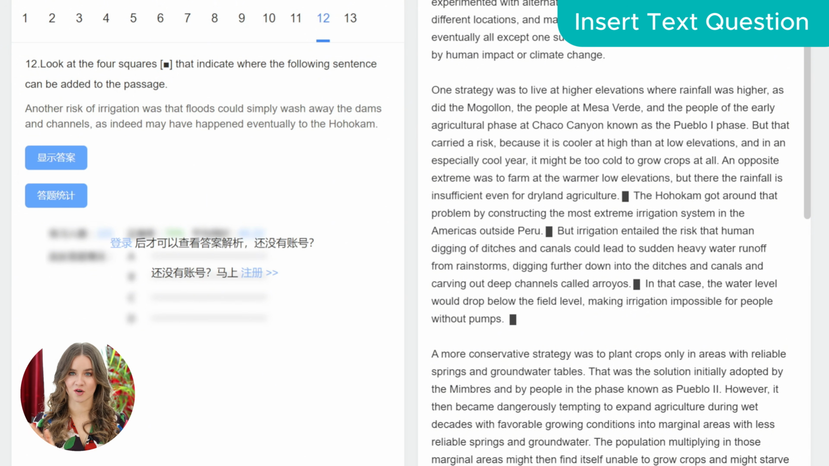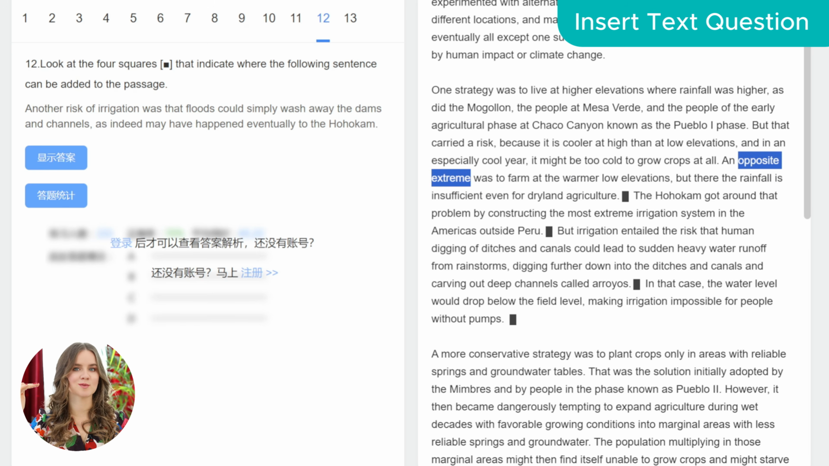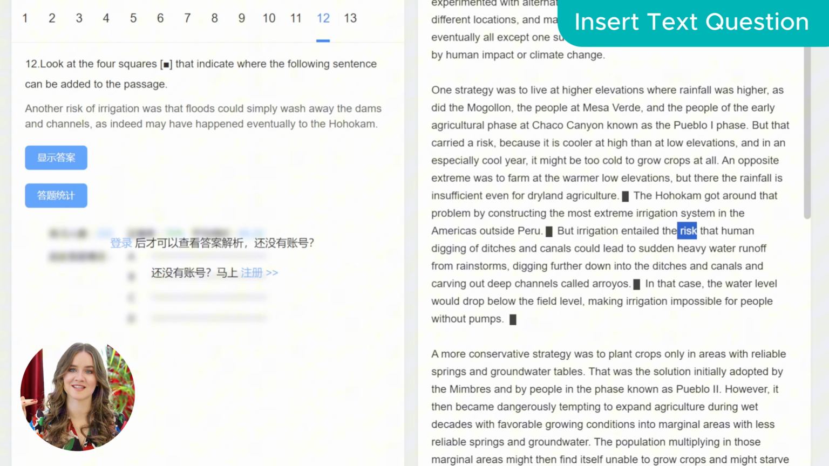Here is the structure of the paragraph. First, we mentioned the opposite extreme. Then we explain how the Hohokam got around the problem. Then the first risk is introduced, the heavy water runoff. The text then explains what would happen in this case. Finally, we introduce one more risk. The flood could wash away the dams and channels. So D is the right answer.